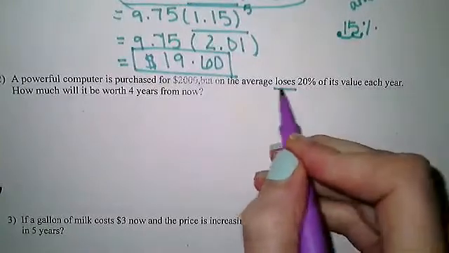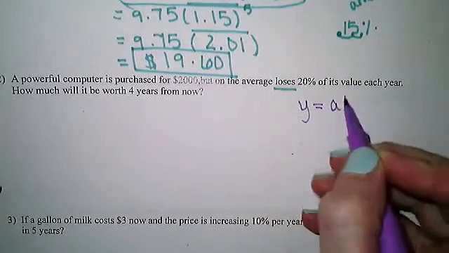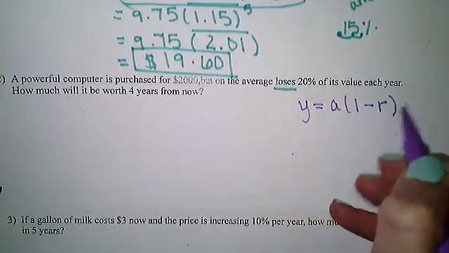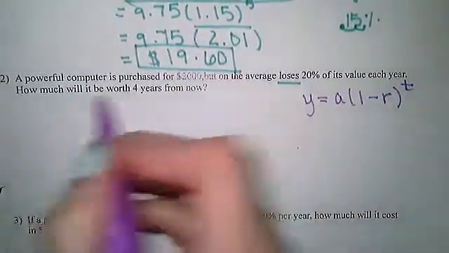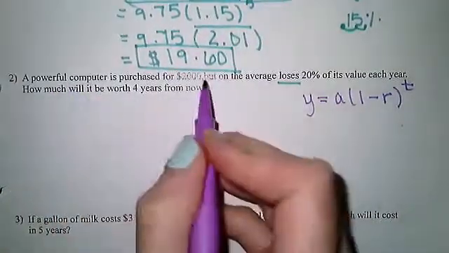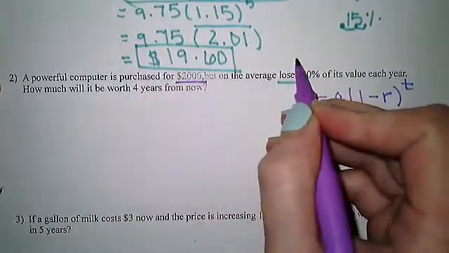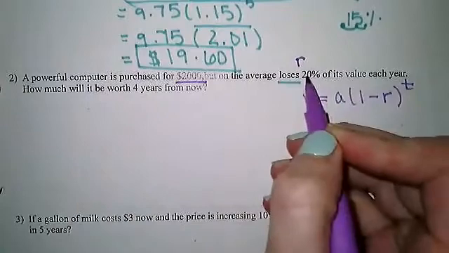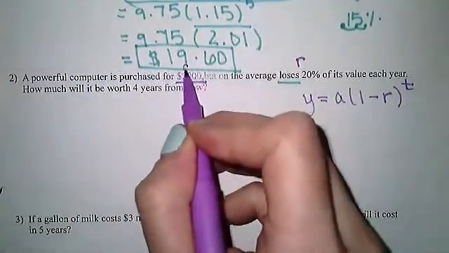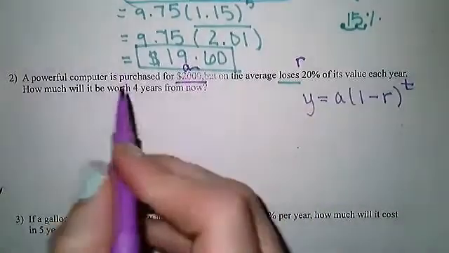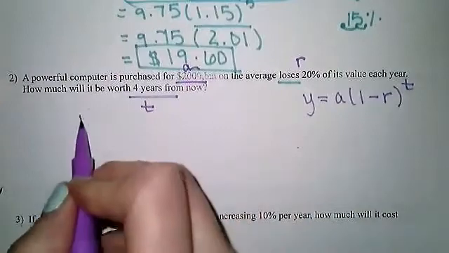This one here is talking about loss. So we automatically know it's decay. So the big difference here is the rate is decreasing over time. So it's going to be a subtraction. A powerful computer is purchased for $2,000. That's the starting amount, but on average loses 20%. So the rate is 20% and the amount is 2,000. And we want to know how much it'll be worth 4 years from now.